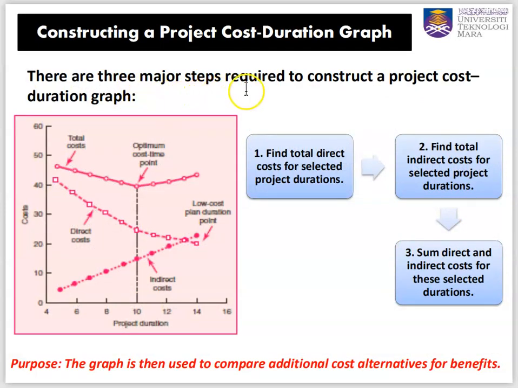So there are three major steps required to construct a project cost duration graph. First, find the total direct cost for the selected project durations. Then find the total indirect cost for the durations, and then sum the direct and indirect costs. Then find the optimum cost point, the time point, which is the optimum project duration.